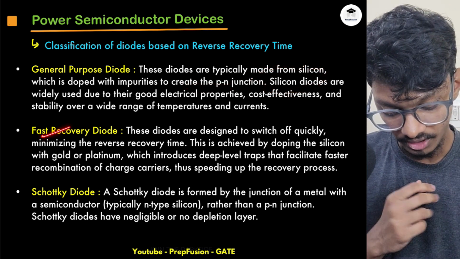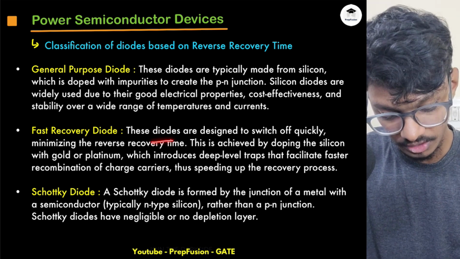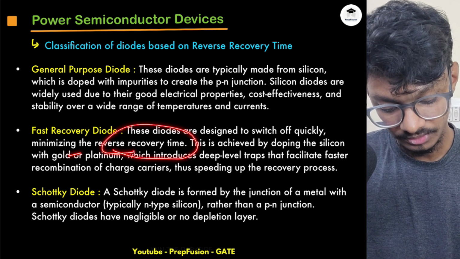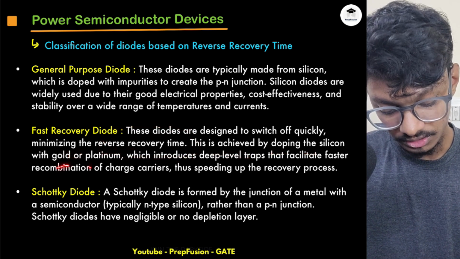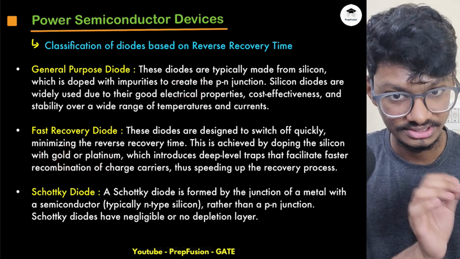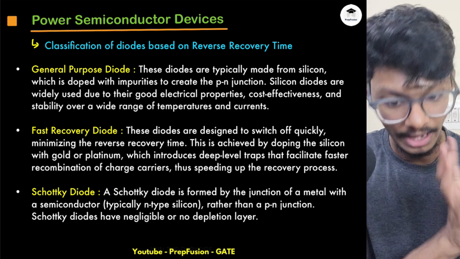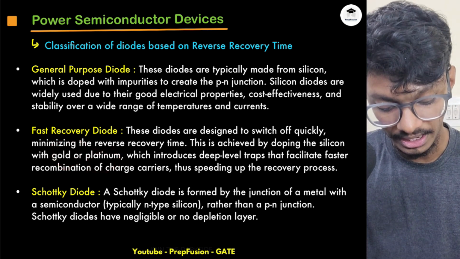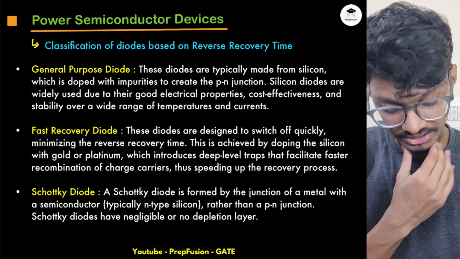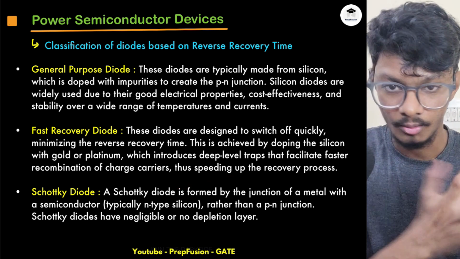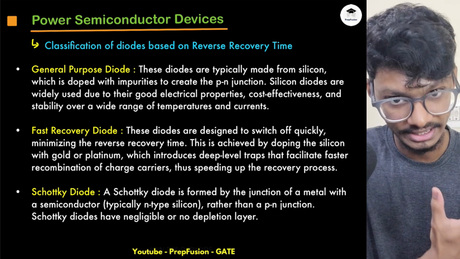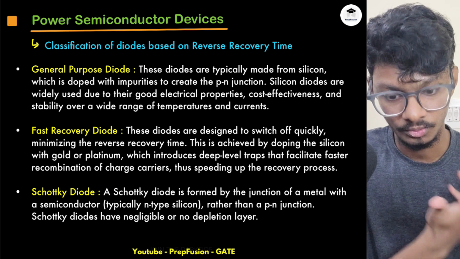Now, what are fast recovery diodes? Which recover very fast. These diodes are designed to switch off very quickly, minimizing the reverse recovery time. This is achieved by doping the silicon with gold or platinum. So here we dope it with other impurities, but we dope this silicon diode with gold and platinum, which introduces deep level traps that facilitate faster recombination of charge carriers. So this speeds up our process of recovery. So these are known as fast recovery diodes, where we dope with gold or platinum, which is a very rare metal, but we dope with that.